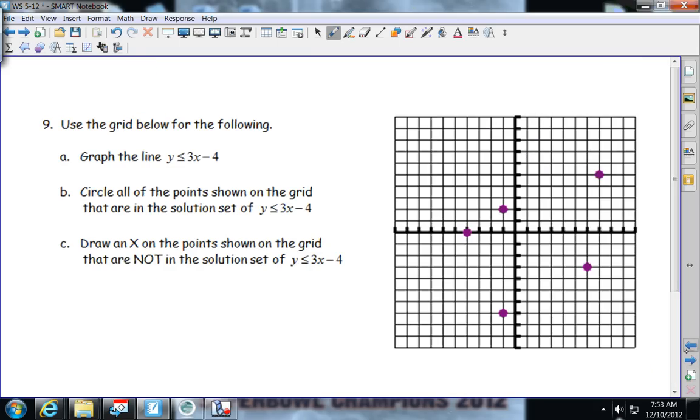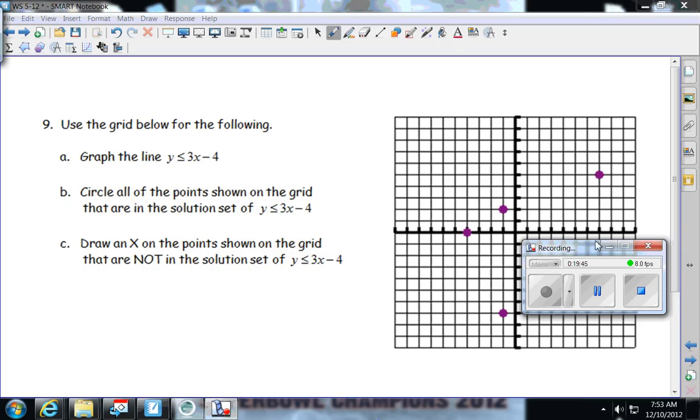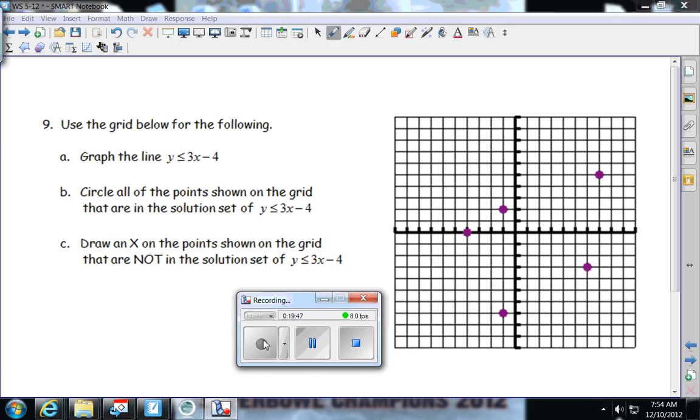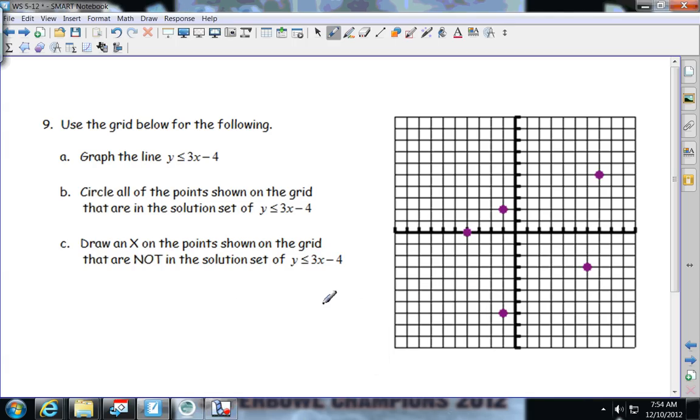Here's the next one, number 9. Take a minute and try and do number 9. Okay, so it says to graph the line, y is less than or equal to 3x minus 4. So we're going to come over here and we're going to go down to negative 4. 1, 2, 3, 4. Put a dot. The slope is 3, which is 3 over 1. I'm going to go up 3 to the right 1.